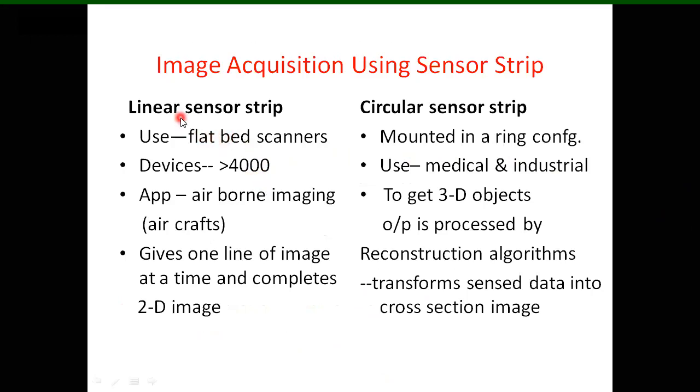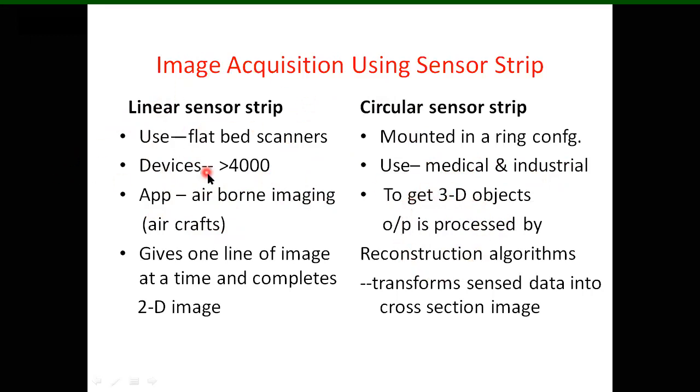If you are taking a linear sensor strip or a circular sensor strip: the linear sensor strip is used in flatbed scanners. The circular sensor strip is mounted in a ring configuration. Here the devices are 4000. The circular sensor strip is used in medical and industrial applications. For airborne imaging, in aircraft, linear sensor strips are used. The circular sensor strip is used to get 3-dimensional objects.